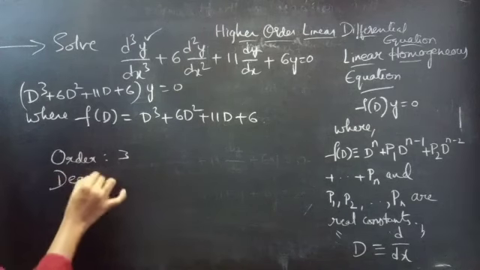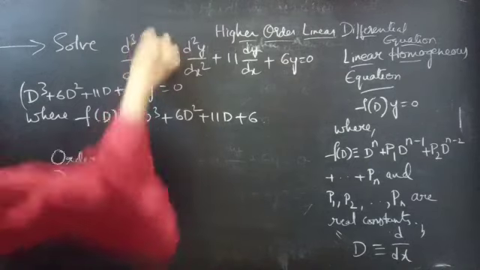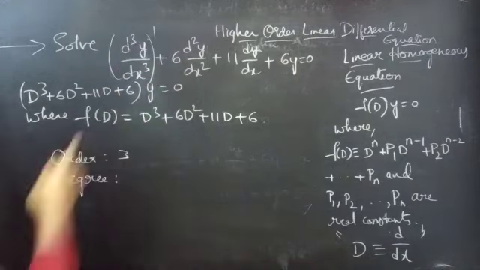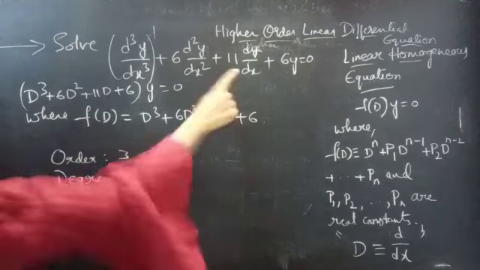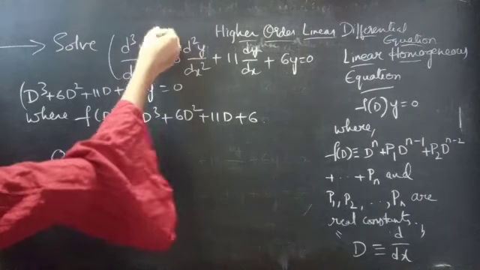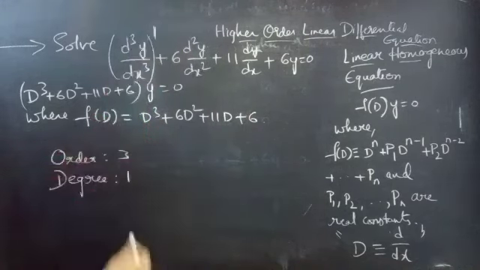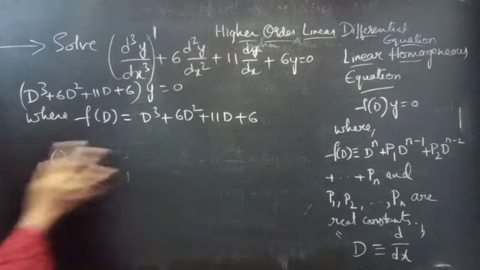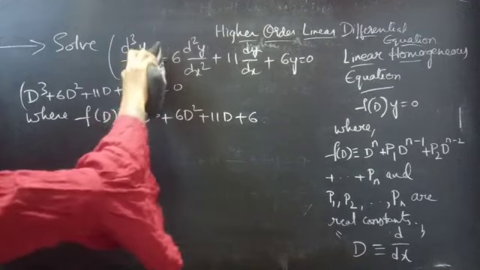Now coming to the degree. So the power of the highest derivative of the equation is your degree. So here you don't have any square, cube or anything. You just have 1, right? So our degree is 1. That is, the order and degree of the given equation is 3 and 1.